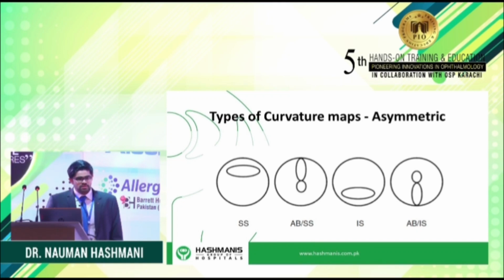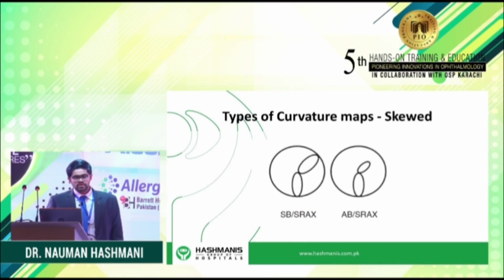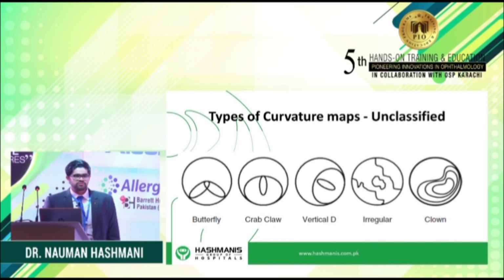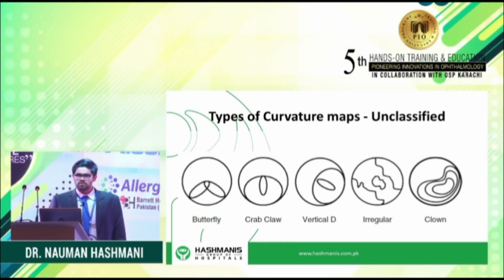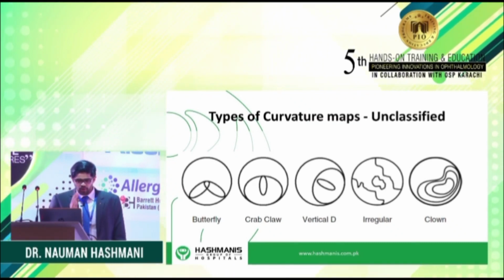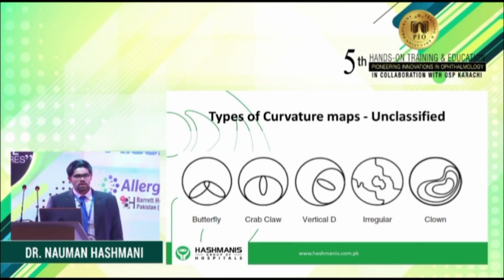Then you have the asymmetric bow tie, superior steep, and asymmetric bow tie, inferior steep. Then you have the symmetric bow tie with a skewed radial axis and the asymmetric bow tie with a skewed radial axis. And these unclassified patterns are always abnormal, regardless of what happens, because this is irregular astigmatism. But again, I'm not going into the quantitative values of all of this data, because I want to divert attention away from not only quantitative values, but also the sagittal curvature.